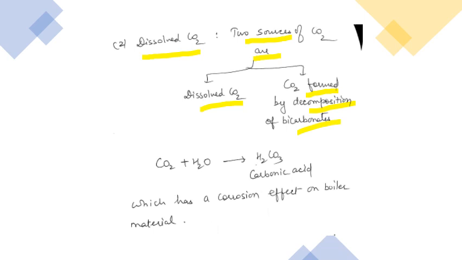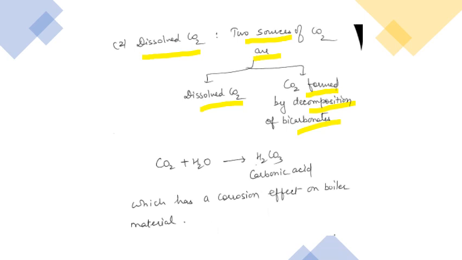The bicarbonates are the hardness causing salts. So from their decomposition, carbon dioxide also releases out. So the calcium salt decomposition is also responsible for increasing the concentration of carbon dioxide. The dissolved oxygen has only one source. It is in the dissolved form. But the carbon dioxide has two sources.